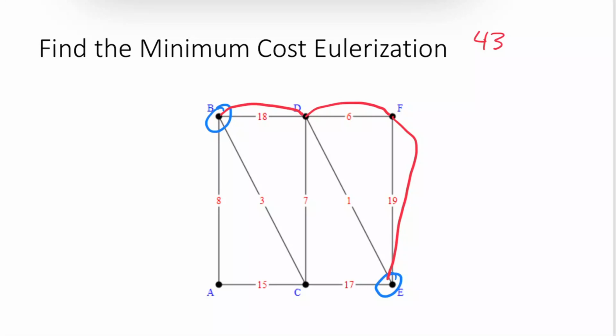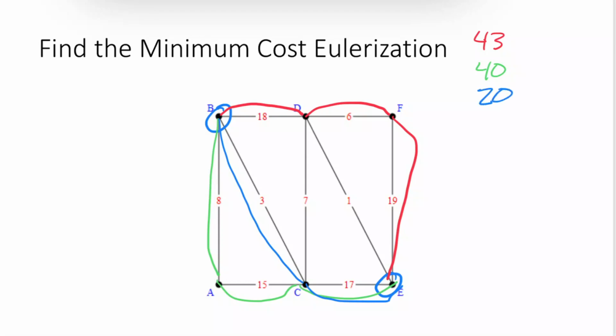But I could also duplicate this edge, and this one, which would have a cost of 8 plus 15 plus 17, which is 40. So that one would be cheaper. But I could also do this one and this one, which would have a cost of 20, which is way cheaper. And it turns out that the very cheapest way to do it is to go from B to C to D to E, because the cost of that path is 11.